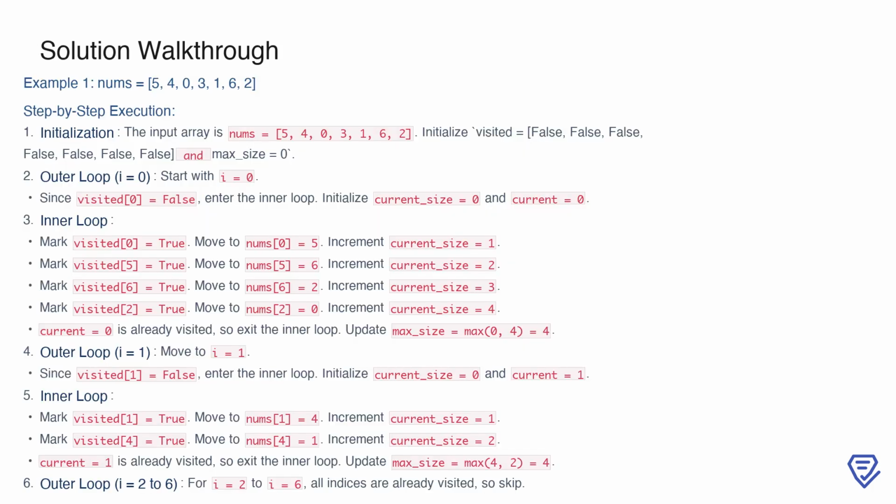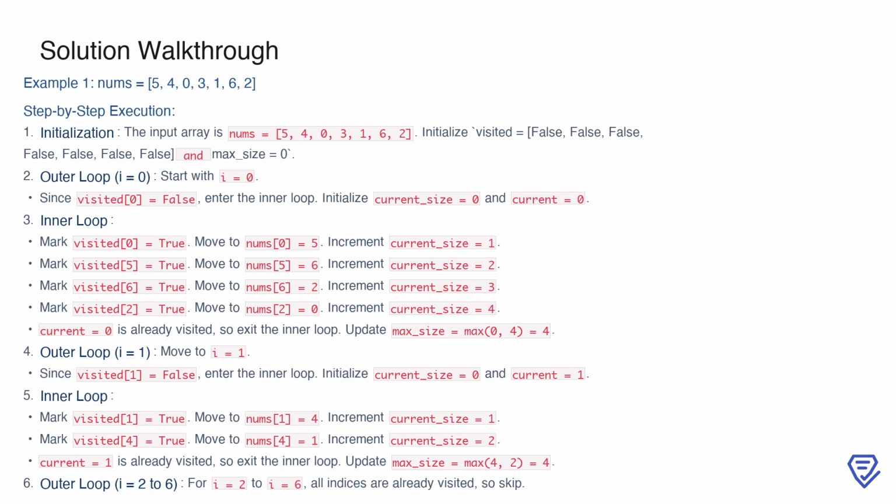To solve the array nesting problem, we start with the input array nums equals 5, 4, 0, 3, 1, 6, 2. We initialize a visited array to keep track of which indices have been processed, and set max_size to 0, which will store the size of the largest nesting we find. The outer loop begins with I equals 0. Since visited[0] is false, we enter the inner loop.